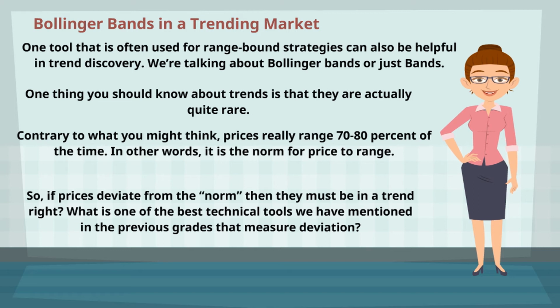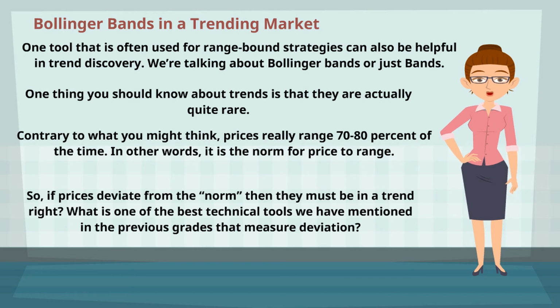Bollinger Bands in a trending market. One tool that is often used for range-bound strategies can also be helpful in trend discovery. We're talking about Bollinger Bands, or just bands. One thing you should know about trends is that they are actually quite rare. Contrary to what you might think, prices really range 70 to 80% of the time. In other words, it is the norm for price to range.